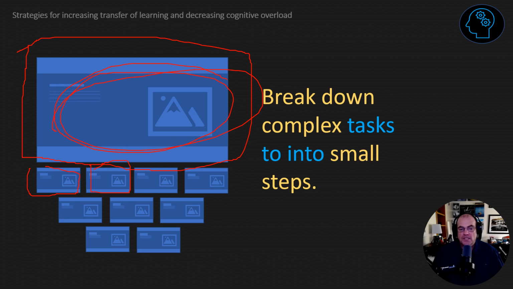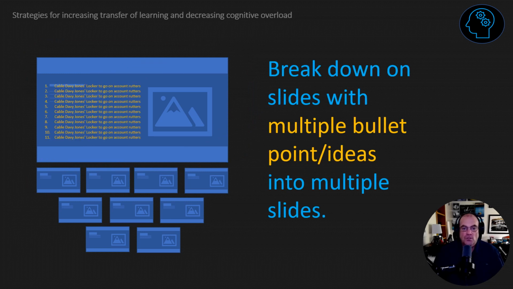This would be building the schema, or what you call chunking information or automaticity. And the more that they do it, all of a sudden they will get the big picture up here. So this is you building your underpinning knowledge, your scaffolding, or sometimes you might be calling it spoon feeding.